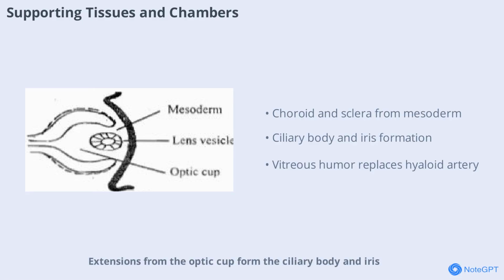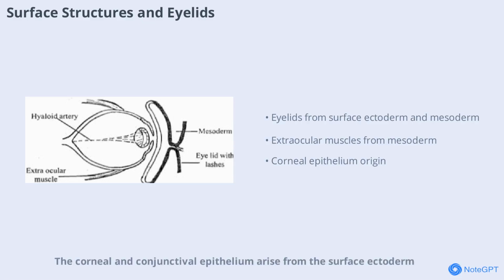Extensions from the optic cup form the ciliary body and iris. The hyaloid artery enters through the embryonic fissure, nourishing the lens vesicle and nearby structures. As the artery regresses, its space is filled by the vitreous humor, clear jelly secreted by neural ectoderm. The mesoderm also forms the interior chamber, iris layers, and main structures of the cornea. Corneal and conjunctival epithelium arise from the surface ectoderm. Folds from this layer grow in front of the cornea, unite, and then separate to form the eyelids. Mesoderm is present between the 2 layers of the lids, contributing to their structure.